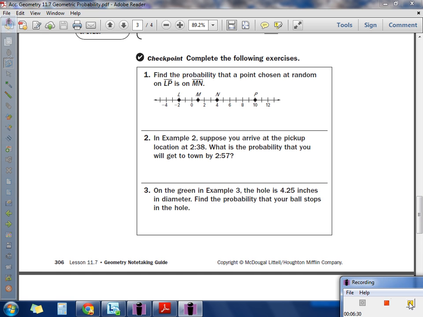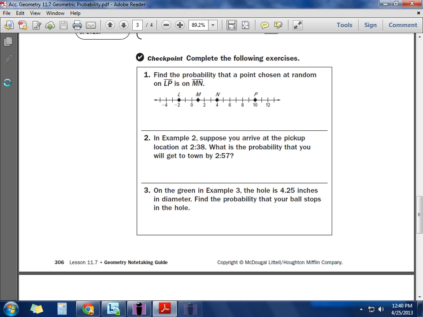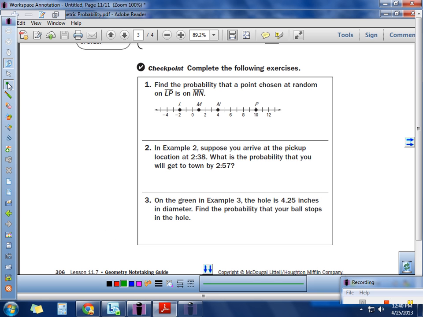All right, so on checkpoint number 1, it says find the probability that a point chosen at random on LP is on MN. So let's focus on this little piece, MN. How long is that? Well, they're counting by 2, so that's 2, 4, 6. MN is 6. And how long is LP? That's 2, 4, 6, 8, 10, 12, 14, 16, 18, 20, 22, 24. So LP is 24 units. If you set 6 over 24, you get 1/4, and that simplifies to 25%. It's a 25% chance that you're going to land on MN.